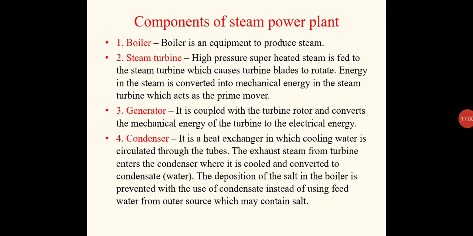Now, components of the steam power plant. Already I have explained all these things in detail. First one is the boiler. The boiler is equipment to produce the steam. Second one is the steam turbine. High pressure superheated steam is fed to the steam turbine, which causes the turbine blades to rotate. Energy in the steam is converted into mechanical energy in the steam turbine, which acts as the prime mover.